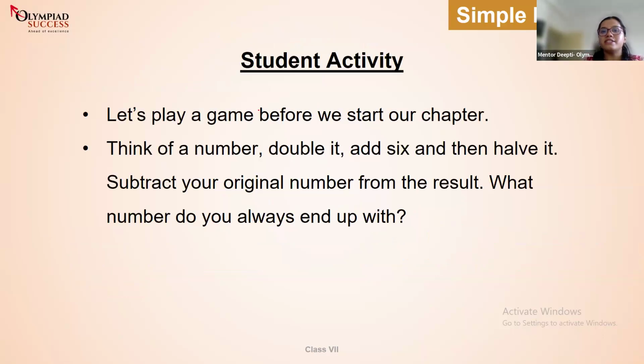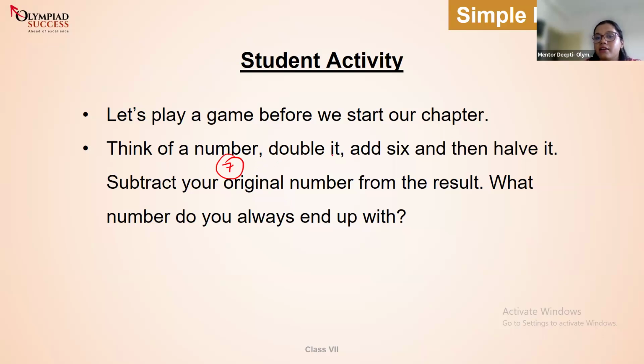Now there's a student activity for you. Let's play a game before we start the chapter. Think of a number. All of you do it. Let's see what everyone gets as their answer. So in the chat box, you write the number you chose and the answer you got. For example, I chose the number as 7. Now you people don't choose 7. You people choose some other number. I'm thinking of a number as 7.